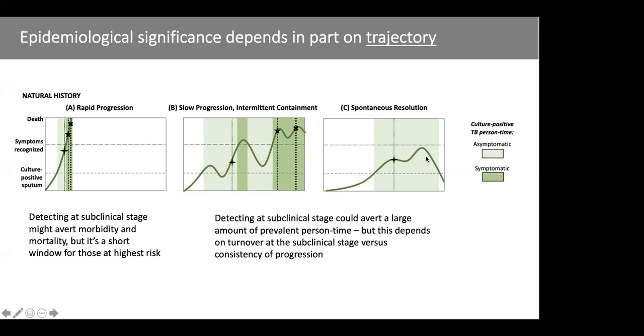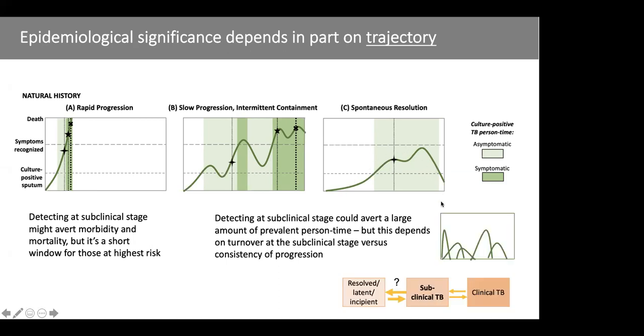And then the person on the right, who never develops clinical disease and eventually resolves, you also have the potential to avert a lot of prevalent person time. But this depends on how consistently disease progresses. Instead of one person with a long course of subclinical disease, you actually have lots of people in the population, each just briefly developing subclinical disease and resolving. If there's a lot of turnover here and a lot of backward movement from subclinical back to a resolved state, then active case finding, finding the people who have active disease at this time point, is going to have less of an impact on the prevalent TB person time that you can eliminate.